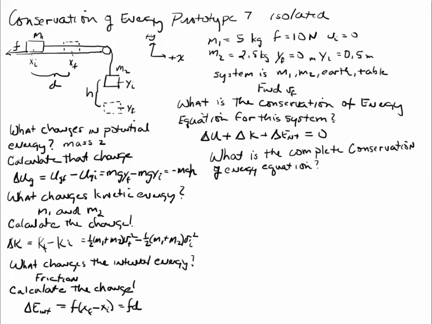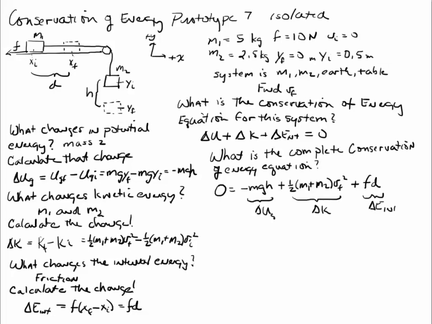What is the complete conservation of energy equation? 0 for the isolated system is equal to minus mgh plus 1/2 (m1 plus m2) vf squared plus the term representing friction. Of course, the first term is your change in gravitational potential energy. Your second term is the change in kinetic energy of the system. And the third term is your change in internal energy.